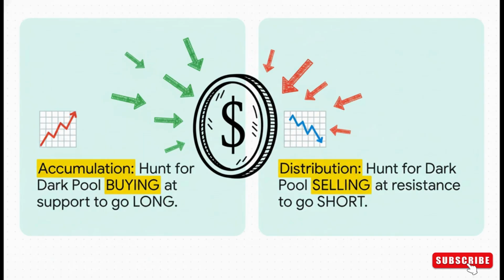Instead of an oversold market at support, you're looking for an overbought market at resistance. Instead of hunting for dark pool buying, you're on the lookout for huge dark pool selling. And instead of going long, you're looking to go short. Once you really master both of these setups, you have a complete system for trading in sync with the institutions, whether they're buying or they're selling.